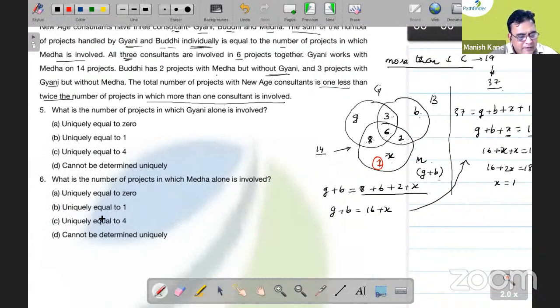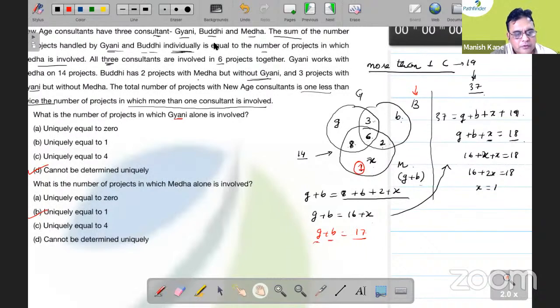Which means we have an answer for question number 6. And what about G plus B? Although I have the value of X, I have the total value of G plus B. I don't have individually the values of G or B. So what is the number of projects in which Gyani alone is involved? You can't say. What is the number of projects in which Buddhi alone is involved? Again, you can't say. So it cannot be determined uniquely. Is the solution clear to you? If it is clear, give me a thumbs up.